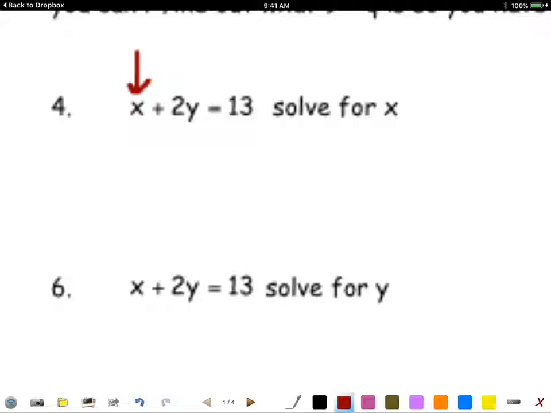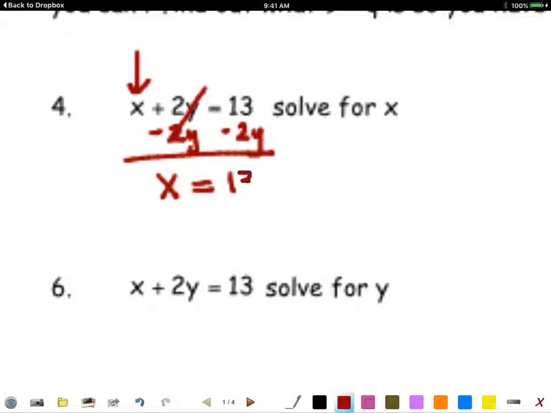How can we get rid of plus 2y? Minus 2y. So that's what we're going to do. We're going to write minus 2y on both sides. So now we have x equals, well, we don't know what y is, so we can't figure out that. We're just going to have to write it like we see it. Well, how do you see it? 13 minus 2y.